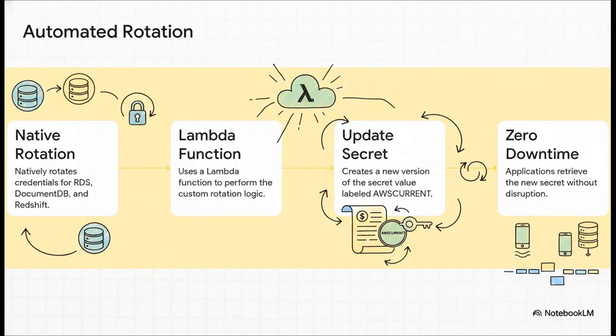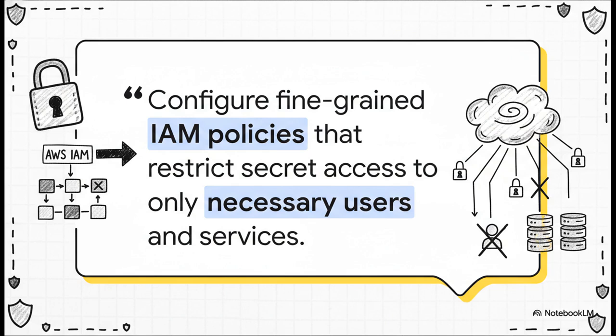This is, without a doubt, its killer feature. Secrets Manager can automatically rotate credentials for you on a schedule you set. It works natively with services like RDS, DocumentDB, and Redshift. What's happening behind the scenes is it uses a Lambda function to go to the database, change the password, and then update the secret in Secrets Manager with a new version. Your applications, they just keep asking for the current version, and they get the new password automatically. No code changes, no downtime. This is huge because it turns long-lived static secrets into short-lived dynamic ones, which is a massive win for your security.